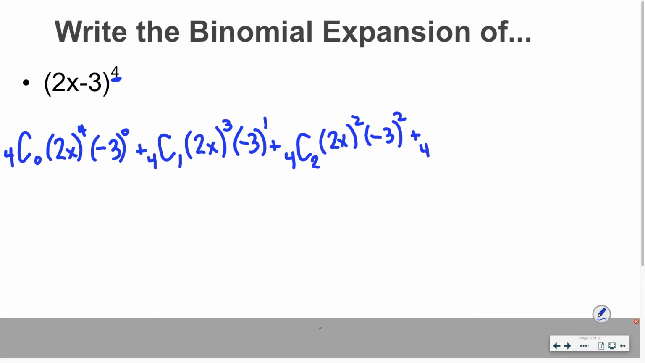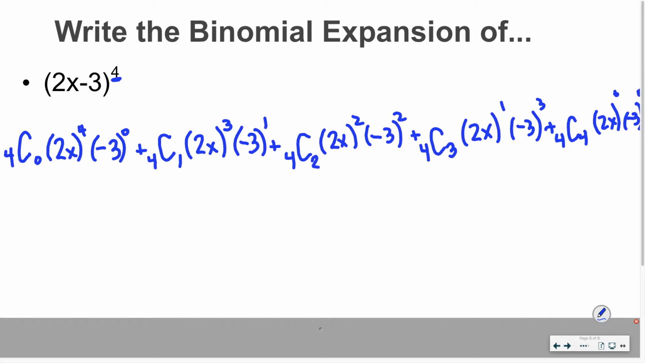Then for our next term, 4 combinations of 2. 2x will now be raised to the second power. Negative 3 will be raised to the second power. Decrease the first power, increase the second power. Okay. Our next term will be 4 combinations of 3. 2x will be raised to the first power. Negative 3 is raised to the third. And then our last term would be 4 combinations of 4. This is how we know it's the last term, because we're at n combinations of n. These two match. 2x is now raised to the 0 power, and negative 3 is raised to the 4th power.